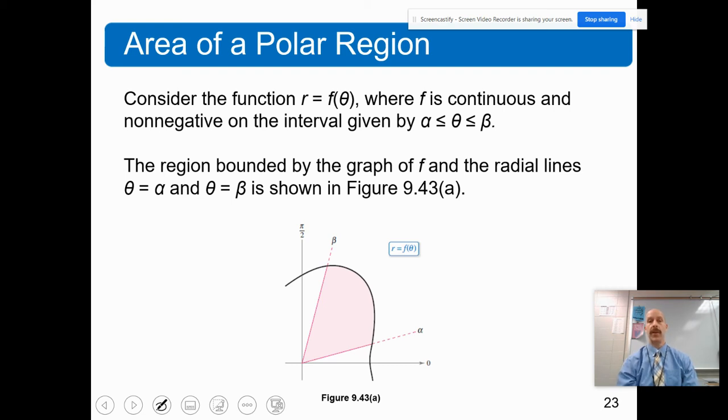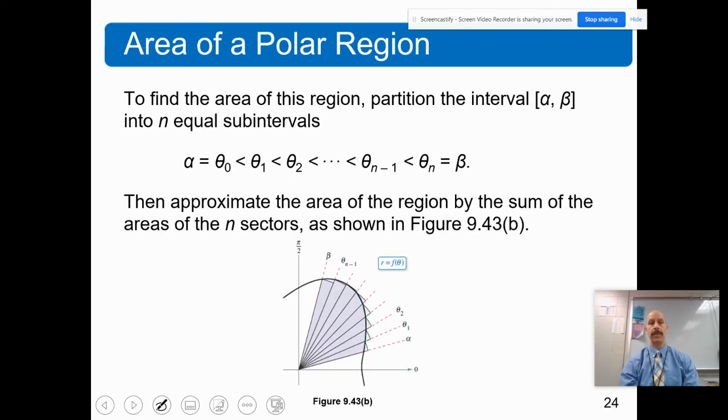So if we consider the function r equals f of theta, where f is continuous and non-negative on the interval alpha to beta, then the region bounded by the graph and the radial lines theta equals alpha and theta equals beta is shown here. So if we want to find the area of this region using integration, we're just going to divide that up into partitions, and we're going to integrate.